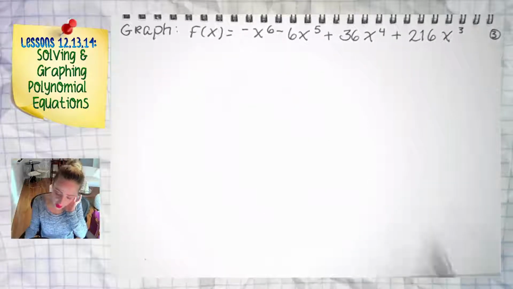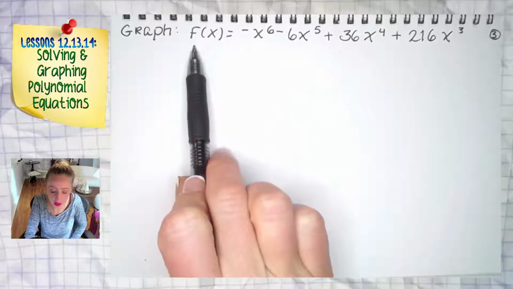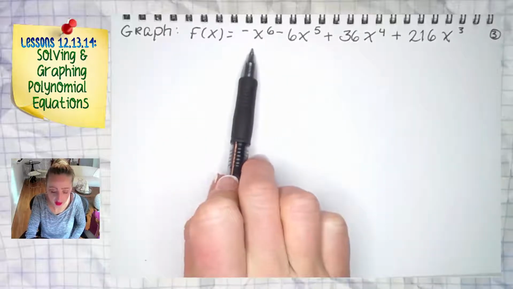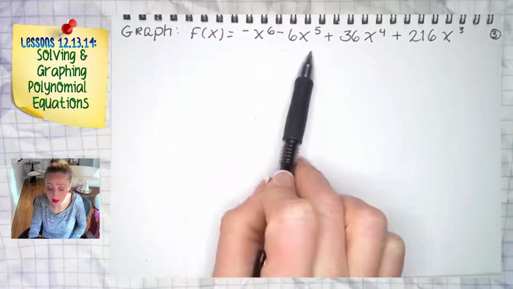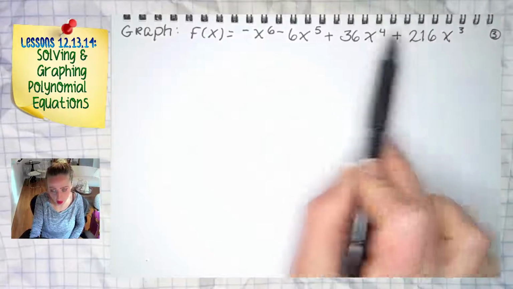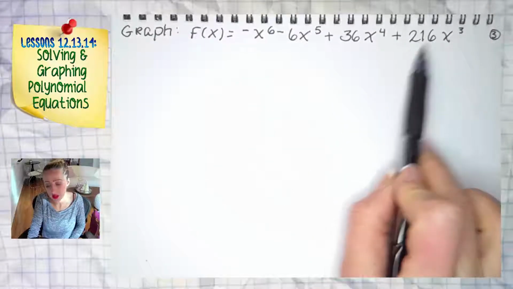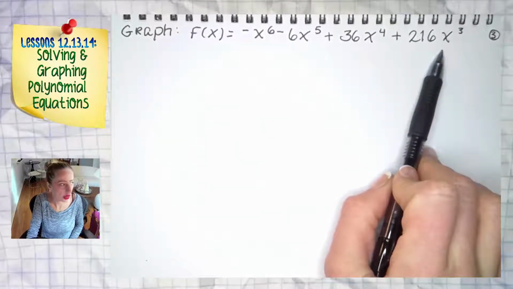All right, in this video, we have a polynomial function, f of x equals negative x to the 6th minus 6x to the 5 plus 36x to the 4 plus 216x to the 3rd.